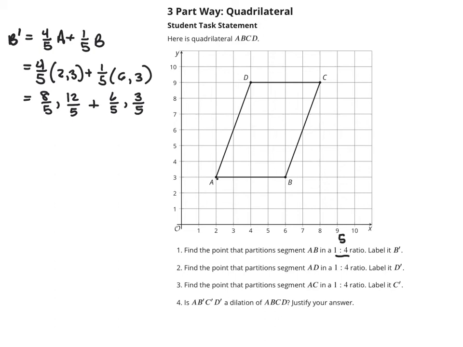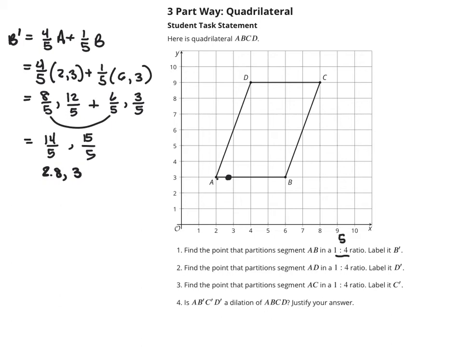So let's add the x coordinates. 8 plus 6 is 14/5. And 12/5 and 3/5 is 15/5. Okay, I can't graph 14/5, so I'm going to put that into decimal form. 2.8, comma 3. 2.8, comma 3 is right somewhere around there.